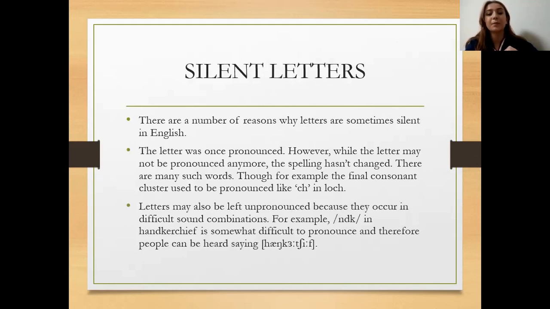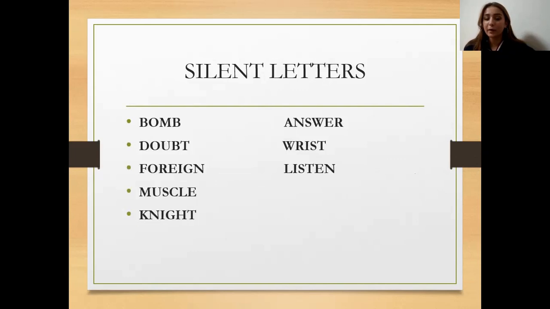And silent letters. There are a number of reasons why letters are sometimes silent in English. The letter was once pronounced. However, while the letter may not be pronounced anymore, the spelling hasn't changed. There are many such words in English. For example, the final consonant cluster used to be pronounced like T in lodge. Letters may also be left unpronounced because they occur in difficult sound combinations. For example, in handkerchief, I'm sorry if I pronounced it wrong, it is difficult to pronounce, and therefore people can be heard saying handkerchif.